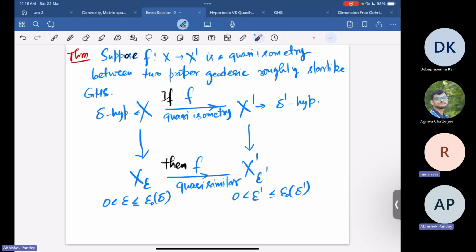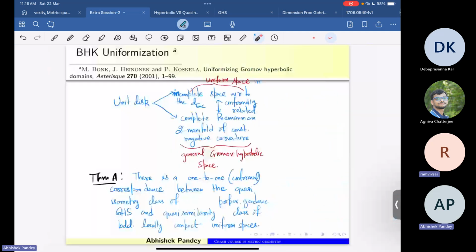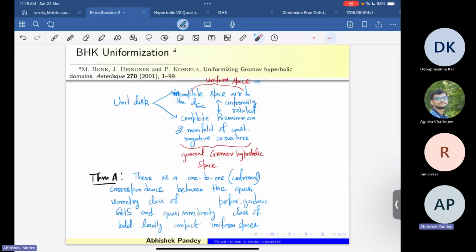I am asking what you have for that. Okay, so I have to mention that thing, maybe later I will mention it. Whose theorem is this? You can find it in the BHK paper. I have written it here. If you write the references of that theorem, then it will be good enough. Yes, I have written BHK. All the uniformization results are from this paper only. Okay, thank you, now it is fine.